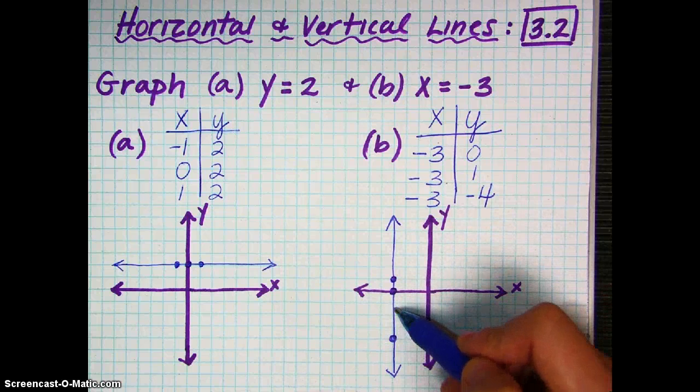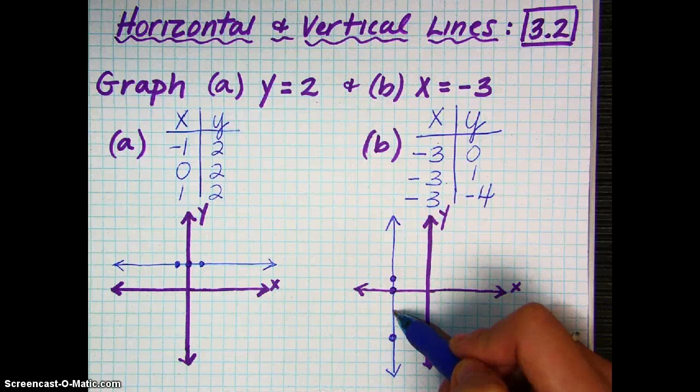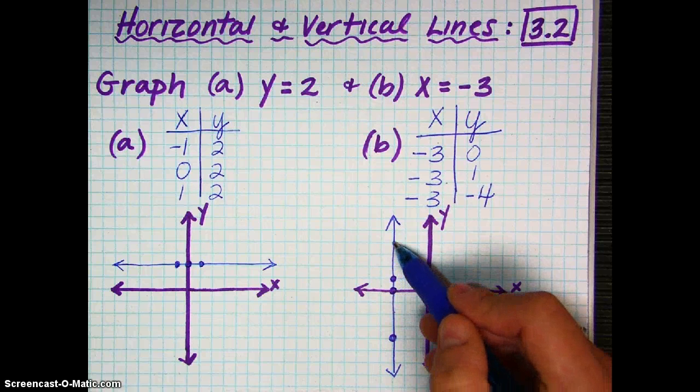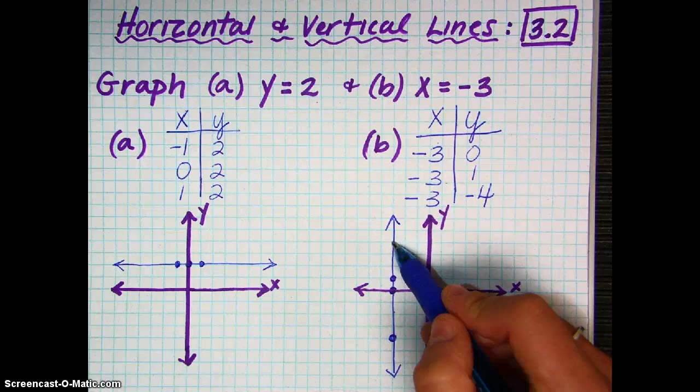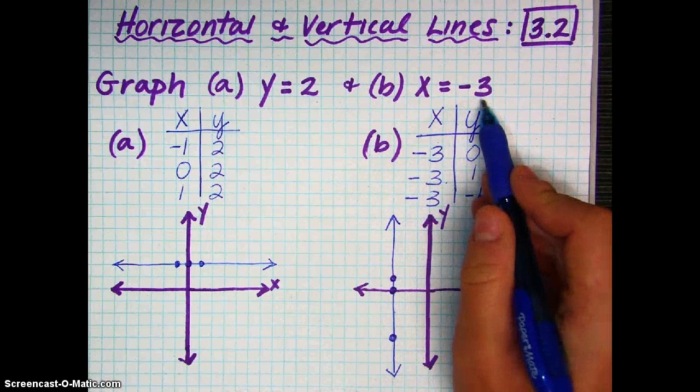This point right here is negative 3, negative 2. This point up here is negative 3, 5. As long as x is negative 3, it's a solution to the equation.